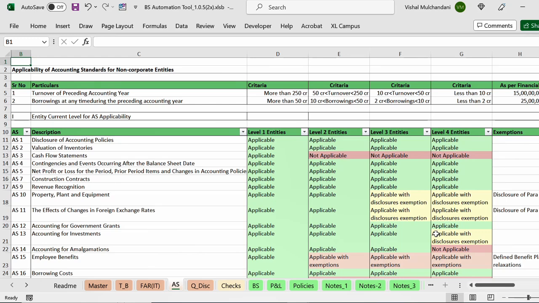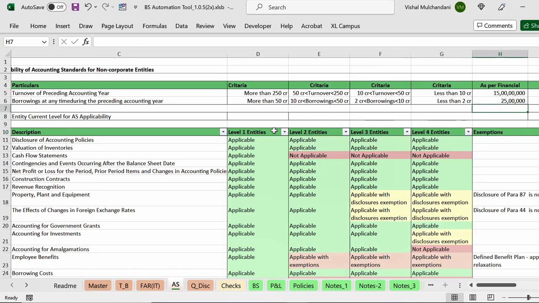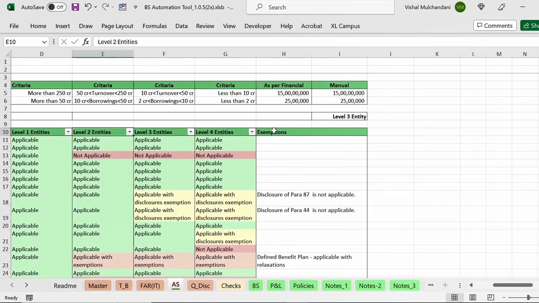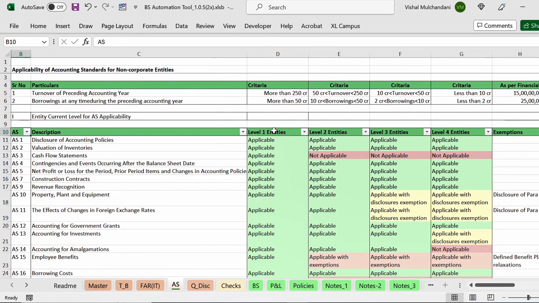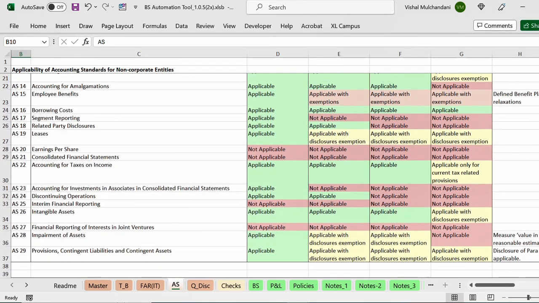Further, we even have a tool for non-corporate entities. As per the guidance note issued by ICAI, from 1st April 2024, accounting standards as well as the formats issued by ICAI are also applicable to non-corporate entities. For accounting standard applicability, there is an AA sheet that we have given. Non-corporate entities are divided into 4 different categories based on turnover as well as borrowing, and the entity is classified into the respective level. So you can get to know which category the entity falls under, which accounting standards are applicable, and which are applicable with certain exemptions.